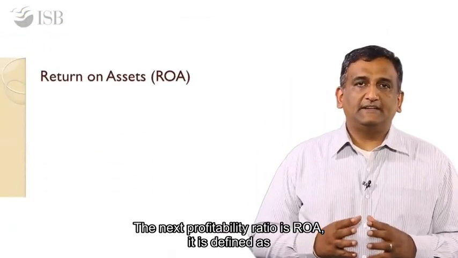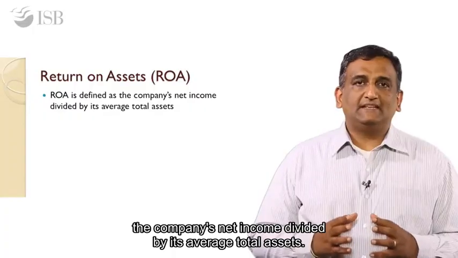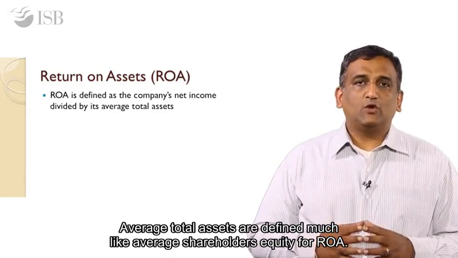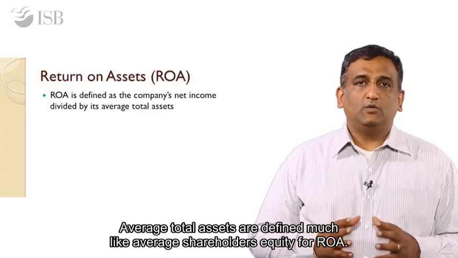The next profitability ratio is ROA. It is defined as the company's net income divided by its average total assets. Average total assets are defined much like average shareholders' equity for ROE.